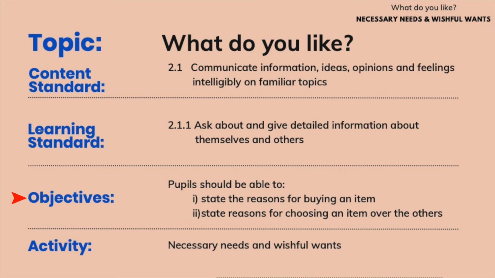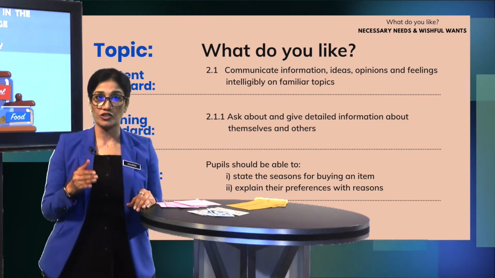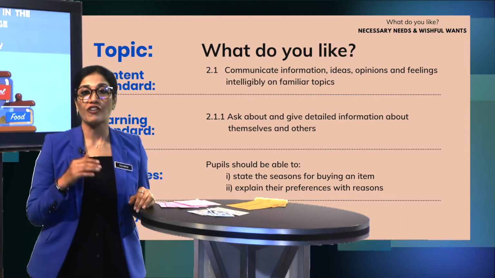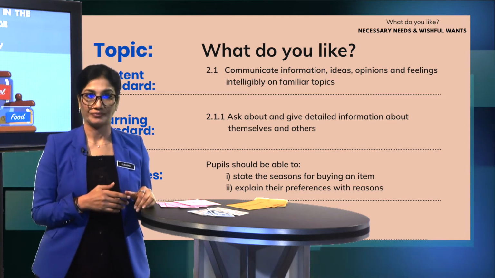The objective: pupils should be able to 1. State the reason for buying an item. 2. State reasons for choosing an item over the other. The activity is called Necessary Needs and Wishful Wants. This is a speaking lesson. The financial education element is financial responsibility and decision making.